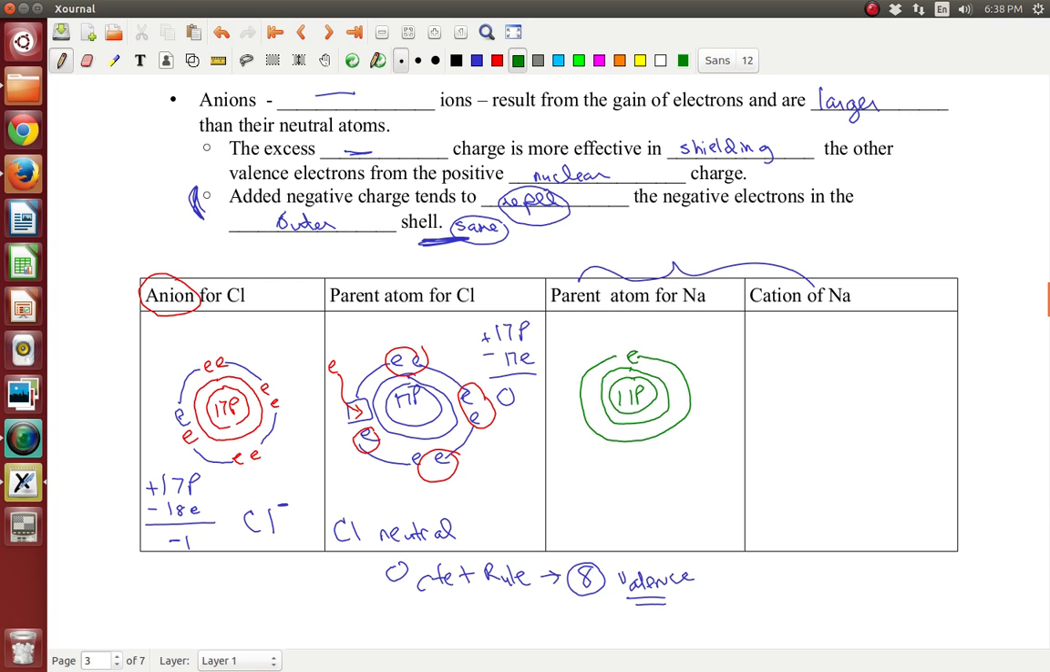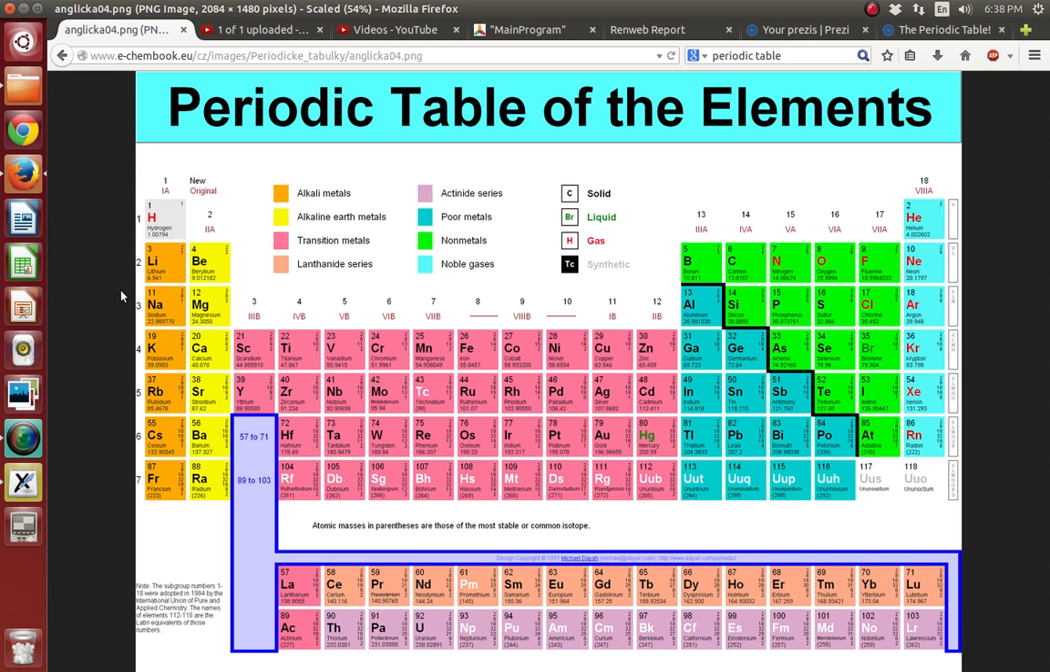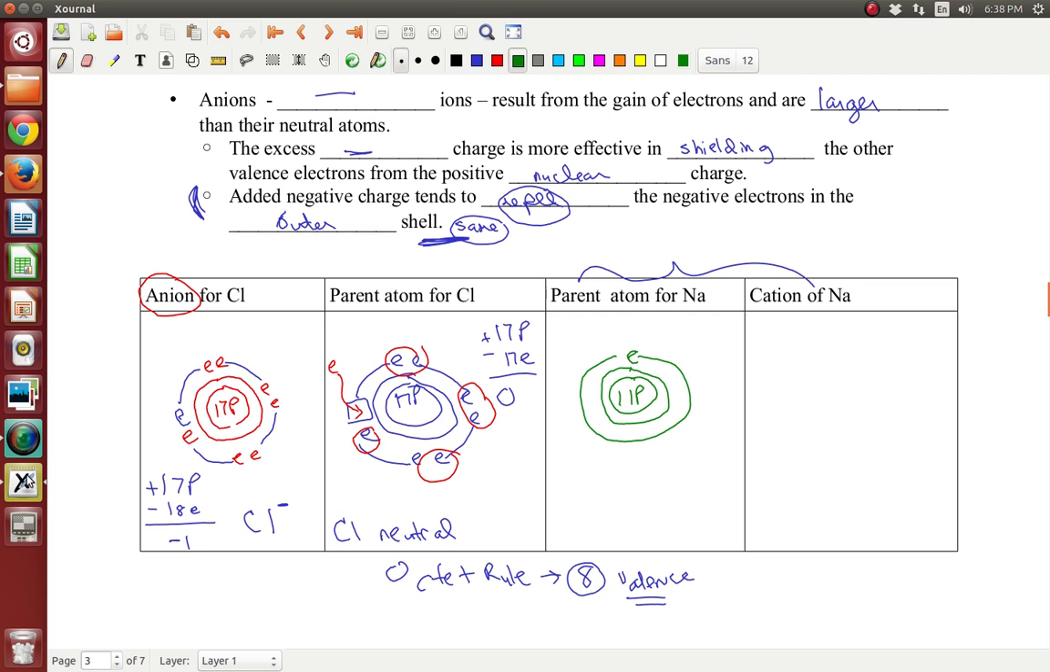Sodium has 1 valence electron. See that? 1 valence electron. It's in column 1. 1 valence electron. Had the 1s2, the 2s2, and the 2p6. That's the 8, and then 1 more. So 8 plus those 2 is 10, plus the 1 from right here makes 11. Okay? So sodium, parent, has 11 protons.